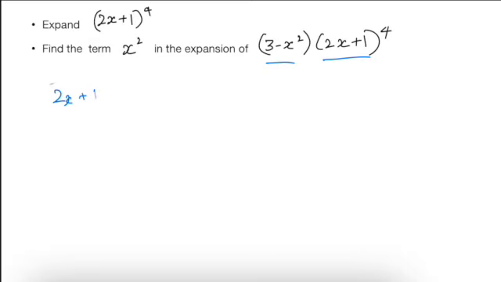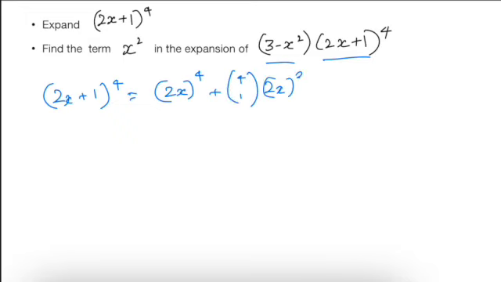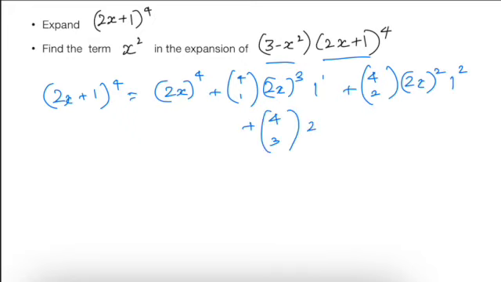Let's first expand this. (2x + 1) to the power 4 can be expanded as, I always do (2x) to the power 4 first. It is always a to the power 4. And 4C1 (2x) cube 1 to the power 1 plus 4C2 (2x) square 1 square plus 4C3 (2x) into 1 cube plus 4C4 is nothing but 1. So okay, I'll still write it 4C4 into (2x) to the power 0 into 1 to the power 4.